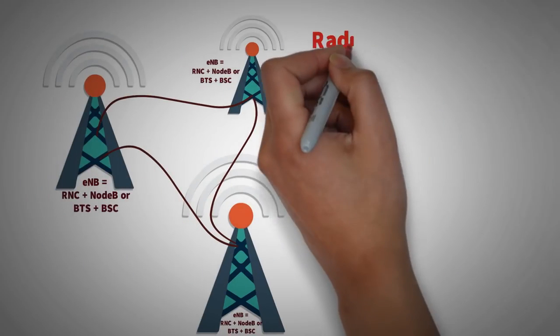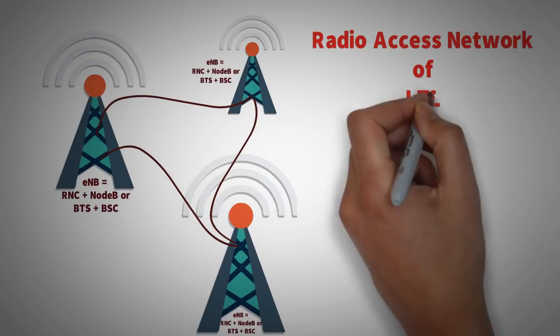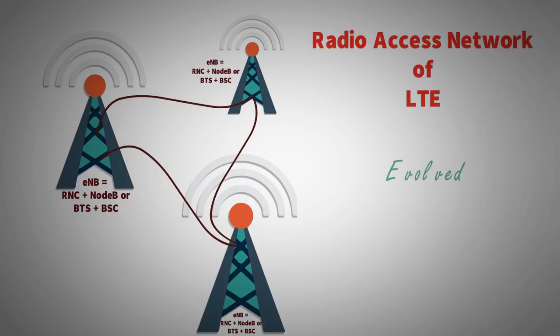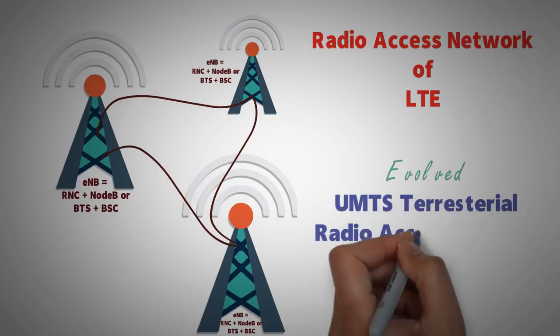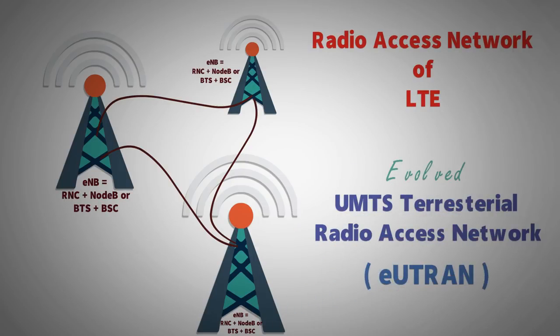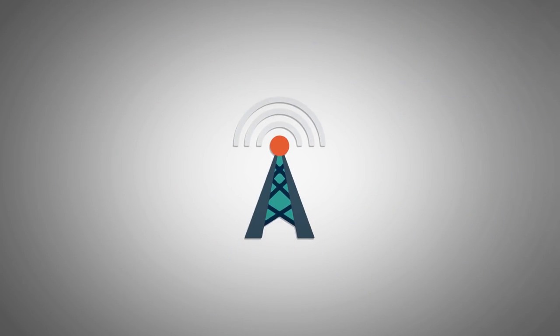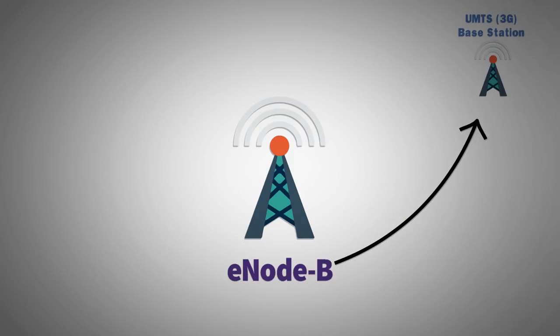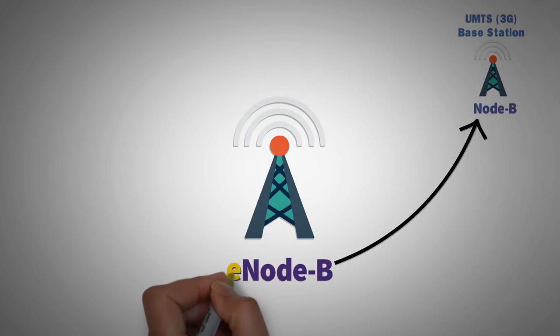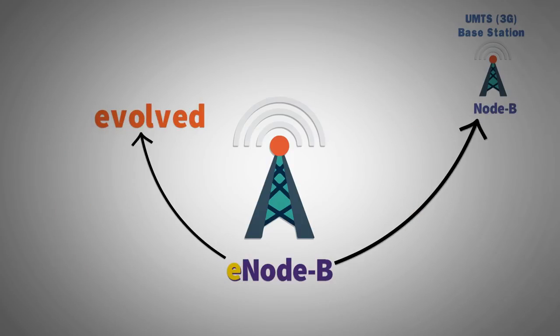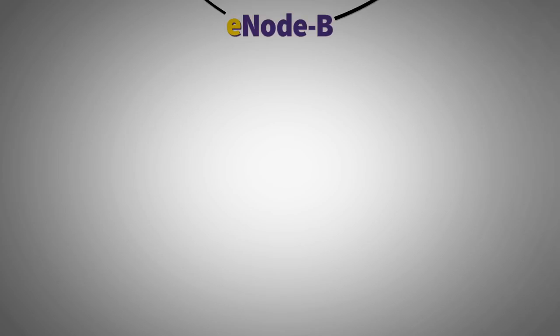Today we will discuss the radio access network of LTE, which is also called Evolved UMTS Terrestrial Radio Access Network or E-UTRAN. The most complex node in the LTE network is the base station, referred to as eNode B. It is derived from the name which was originally given to the UMTS base station, Node B, with an E referring to evolved. eNode Bs consist of two major elements.